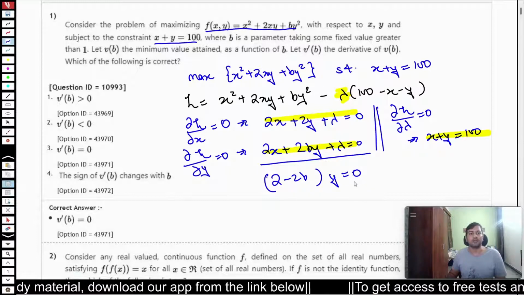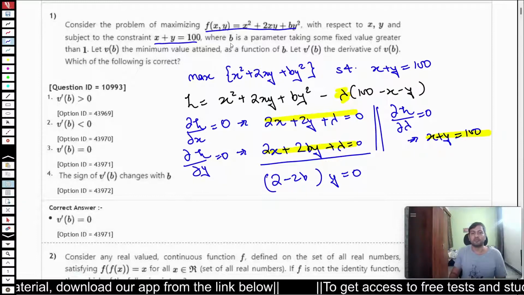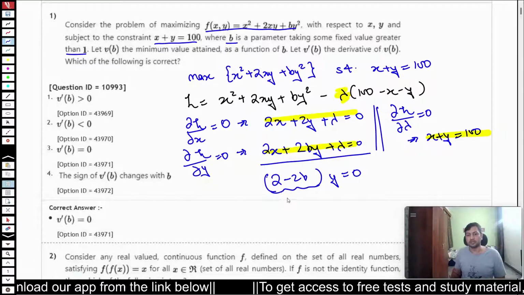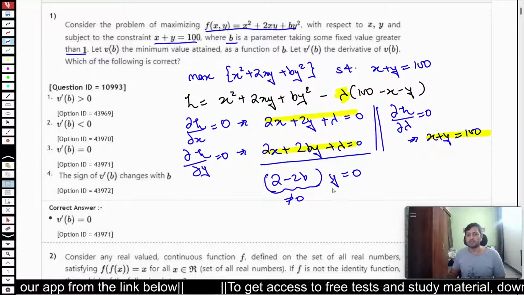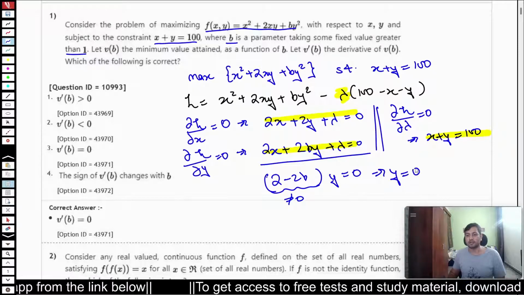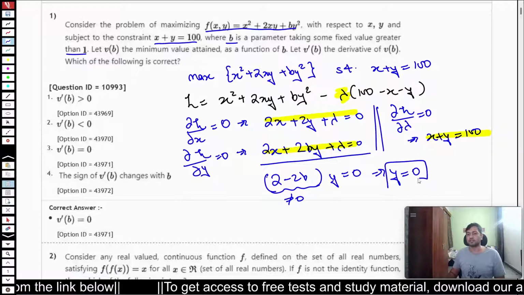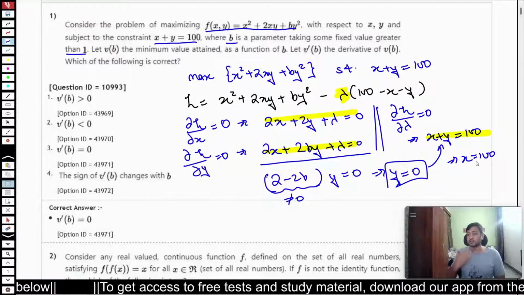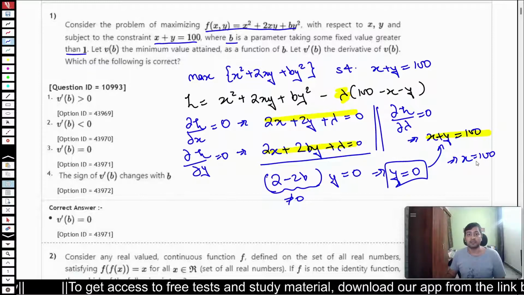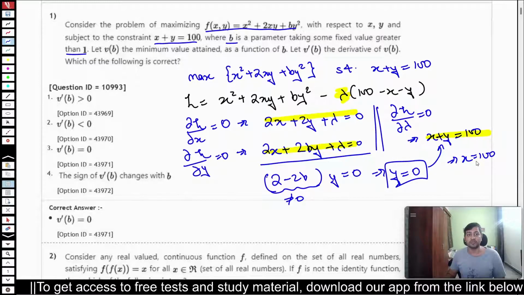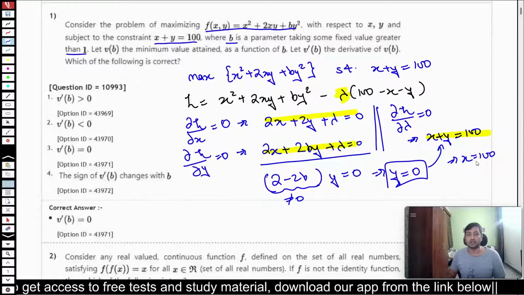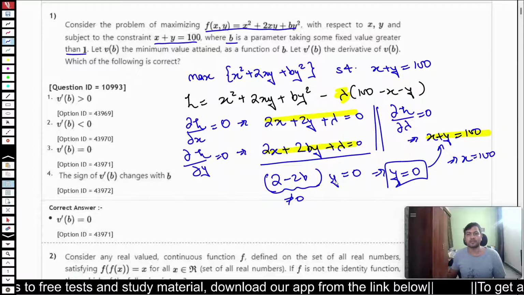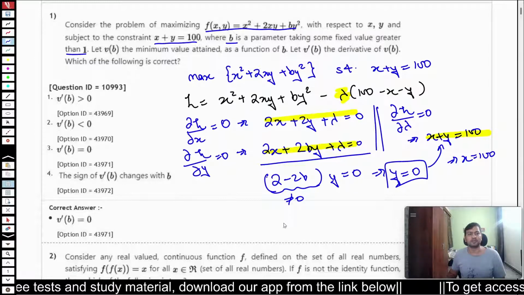Now for some b value strictly greater than 1, this entire thing is always not equal to 0. So for this to be satisfied, what I find is my y must be equal to 0. When I substitute this here, this gives me x must be equal to 100. So this clearly implies that given this condition, I should be using my x as 100 and my y as 0. That is the only way I can solve this particular situation.